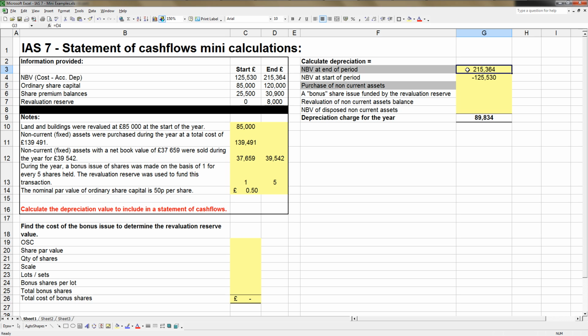Then we get onto the bonus issue and the revaluation. I'll do those together because they're interrelated. So you've got the revaluation, so they're connected, and you've got the NBV. So can we do this one? Net book value of the disposal. Look over here. Where's the disposal gone? Non-current assets with net book value of 37 were sold for 3954. So obviously 39542 is the proceeds. So we want the 3769, this value here. And what's the sign? Are we going to take it away from the 215364 added?